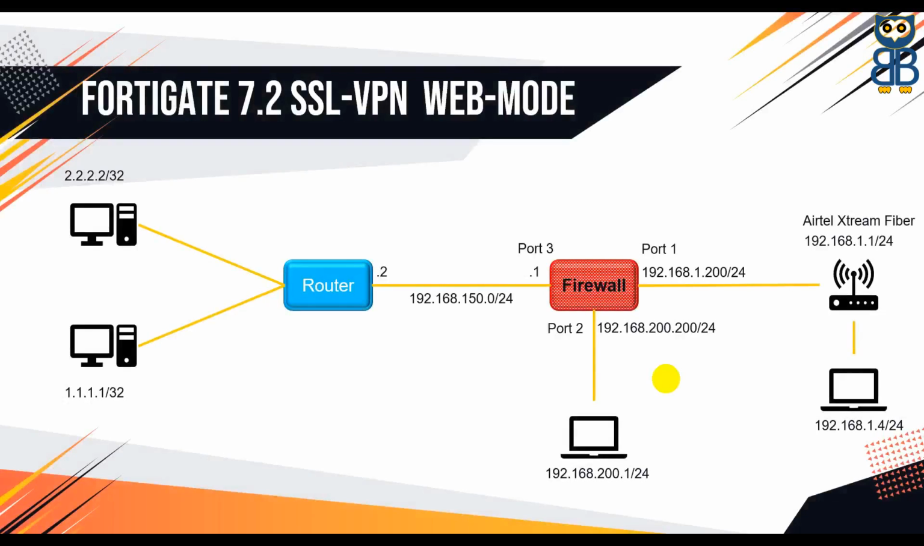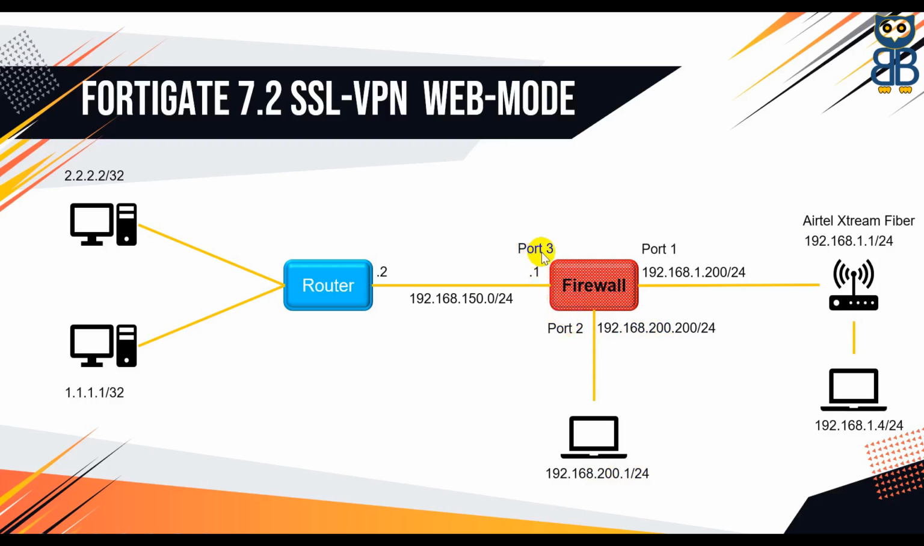So this is a very simple and basic design, and the same design you will see in the EVE-NG simulator. So I have a FortiGate Firewall, which has 3 legs. Port number 1 has IP address 192.168.1.200/24, and that is connected to the broadband router. So basically it's connected to our Wi-Fi. And port number 2 has 192.168.200.200/24 IP address, and this subnet is especially used for management purposes.